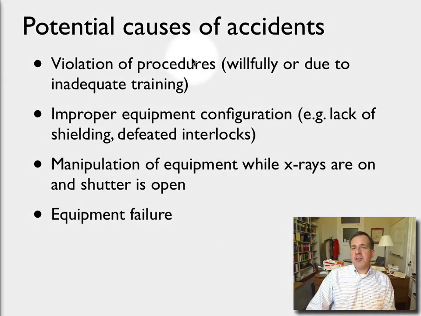So despite all of these controls and the equipment we have in place to prevent accidents, it is potentially possible that someone could be exposed to X-ray radiation in our labs. And it's worth reviewing where those causes of accidents might come from. The first is that someone might decide willfully to violate procedures, or they might violate procedures accidentally due to inadequate training. We try to maintain our equipment in such a way that even if you violate the procedures, you can't hurt yourself. But that might not always be possible. So training is very, very important.